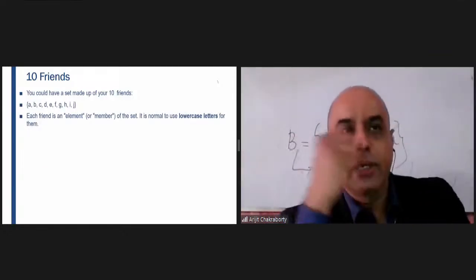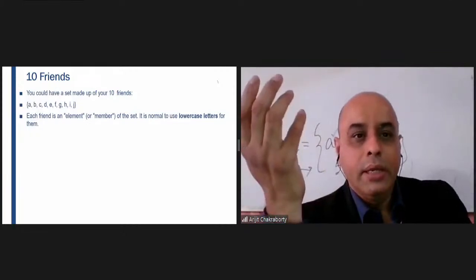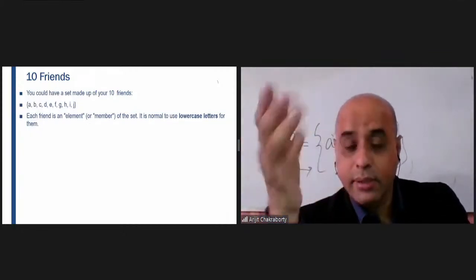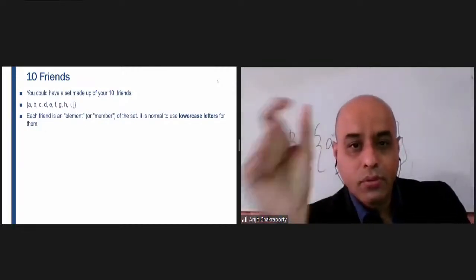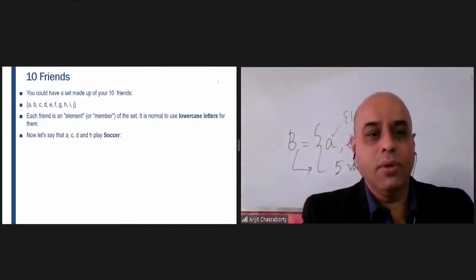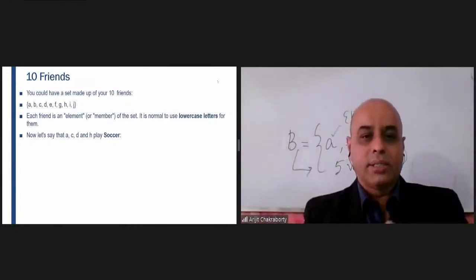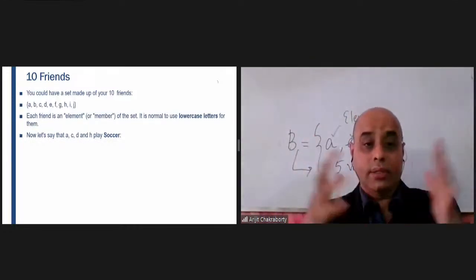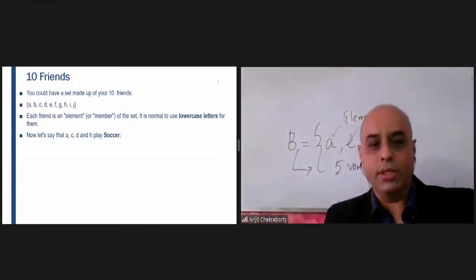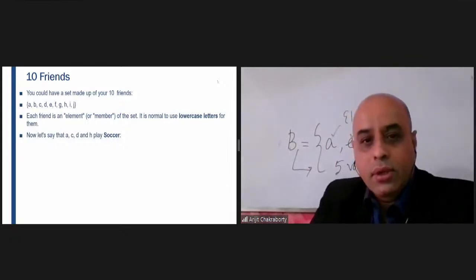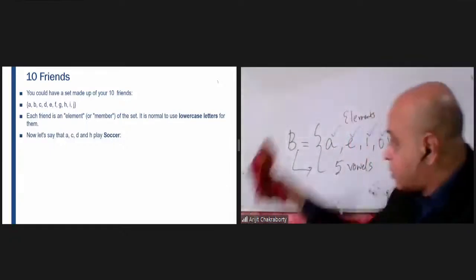That is absolutely clear. So you have formed a group of friends, and there are 10 elements there, 10 friends. We always use lowercase, as you saw. Now we are taking an example. Say there are 4 friends, a, c, d, and h, who play soccer. So if they play soccer, we can create a further set.